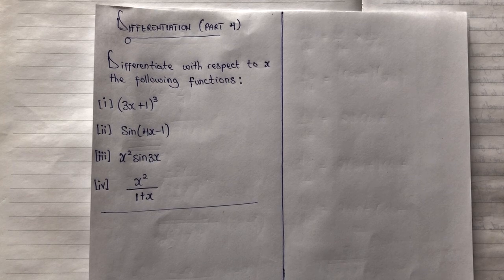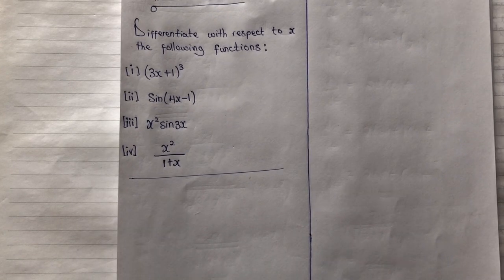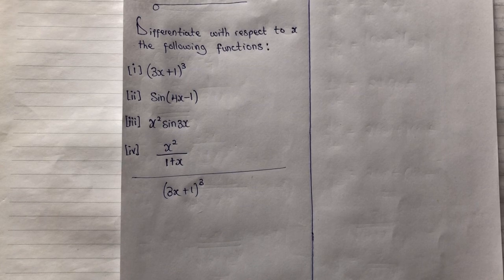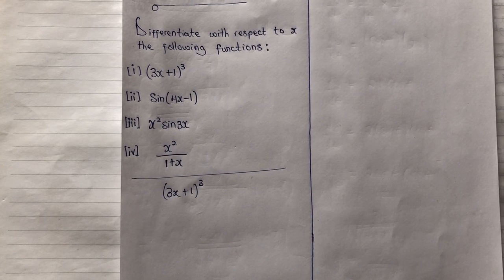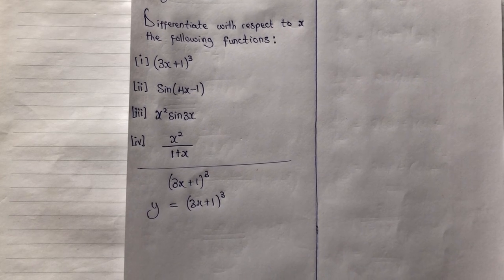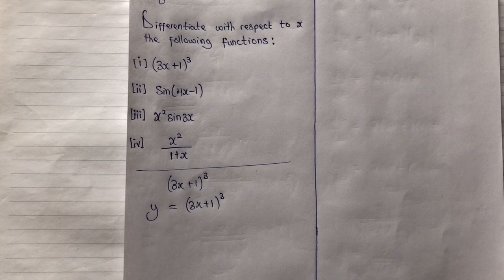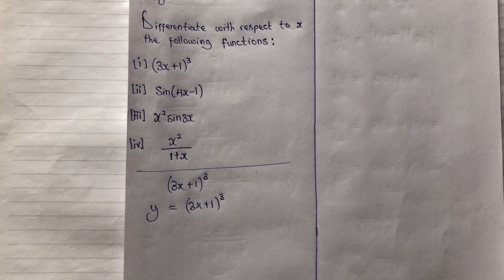So for the first one, we have the function (3x + 1) all to power 3. So how do we solve it? Let's write down the function. To be able to do this, first we are supposed to differentiate with respect to x. So we have to name the function y. And looking at this very carefully, I can apply chain rule to solve this. So I will use chain rule as the easiest method to solve this.